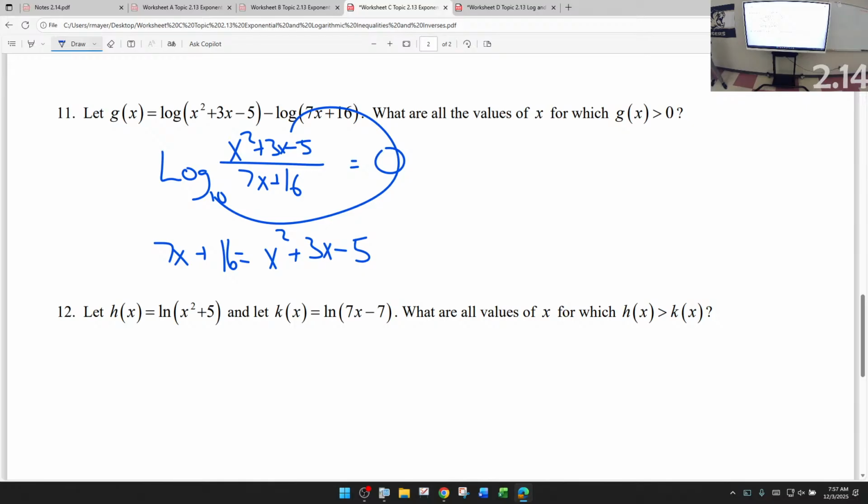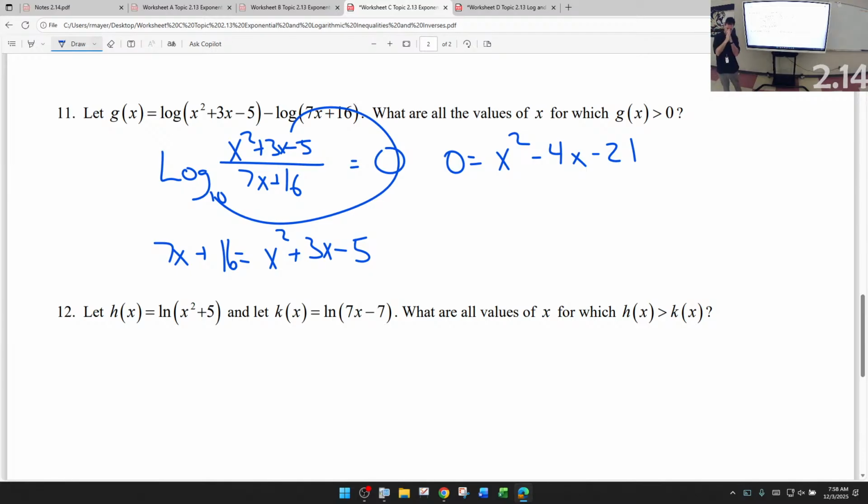Okay, did I do too much without you following that? 10 to 0 is 1. 1 equals that over 7x plus 16. Multiply both sides by 7x plus 16. Now I've got to move the 7x over there, which is negative 4x, and I've got to move the 16 over there, which is negative 21. So I've got 0 equals x squared minus 4x minus 21. It's my math check, everybody.